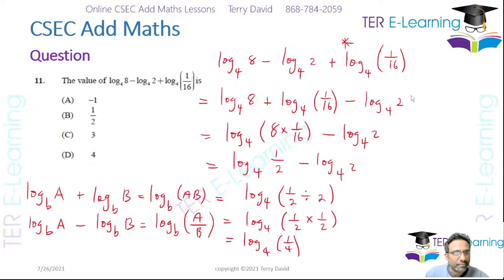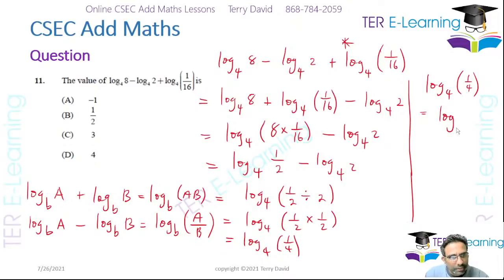Let me just show you something here one time. Log to base 4 of a quarter can be written with a quarter as 4 to the power minus 1. And there's a rule that says if you have something being raised to a power, I can write this as minus log to base 4 of 4. And log to base 4 of 4 is actually equal to 1. So this here is actually minus 1. The answer here is E.